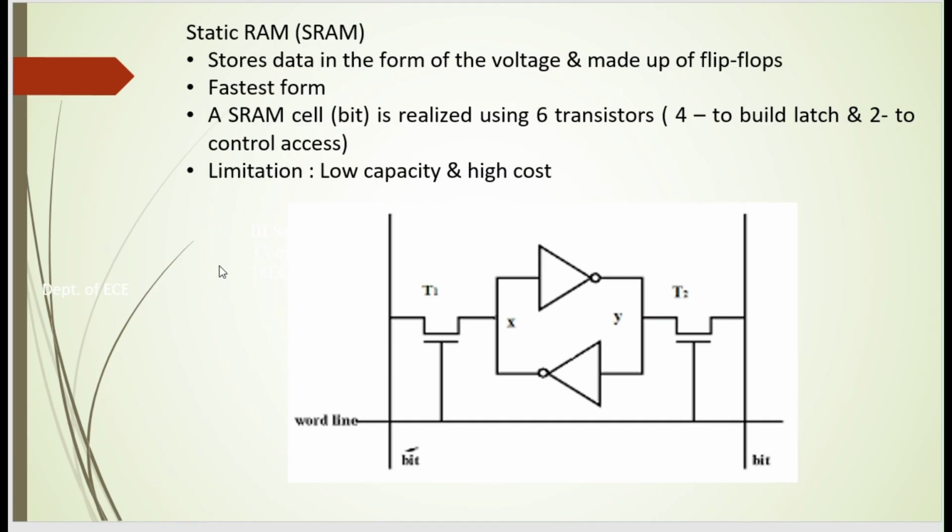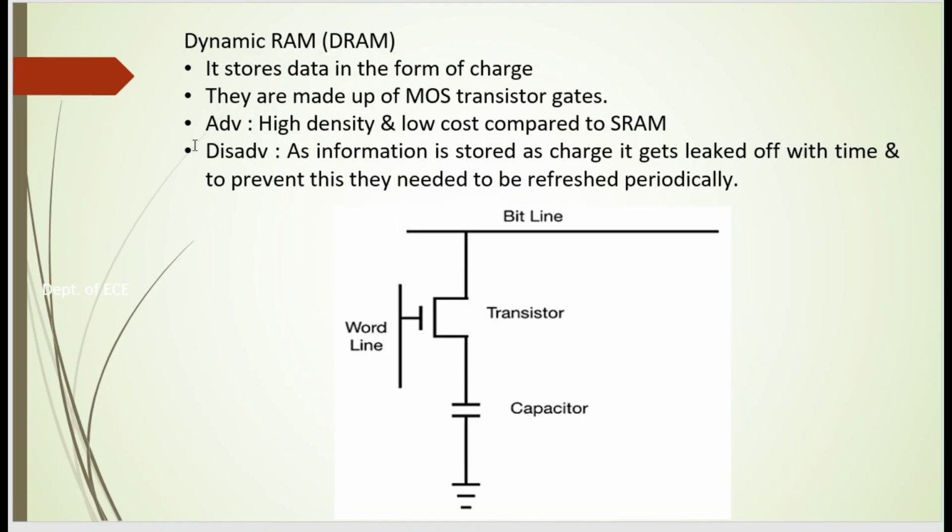An SRAM cell is realized using 6 transistors, 4 of which are used to build the latch and 2 for the control access. Here we can see this is the structure of SRAM, and the limitation is its low capacity and high cost. Next we'll discuss about dynamic RAM.